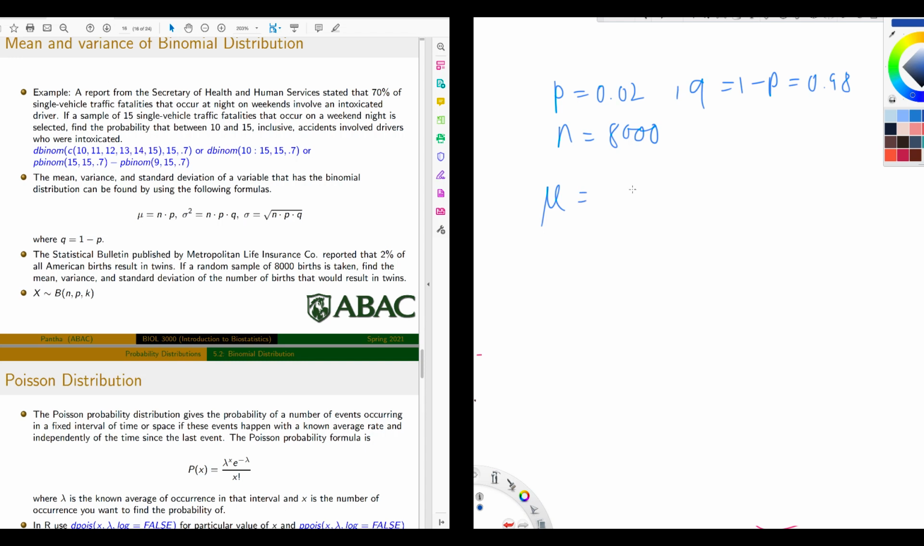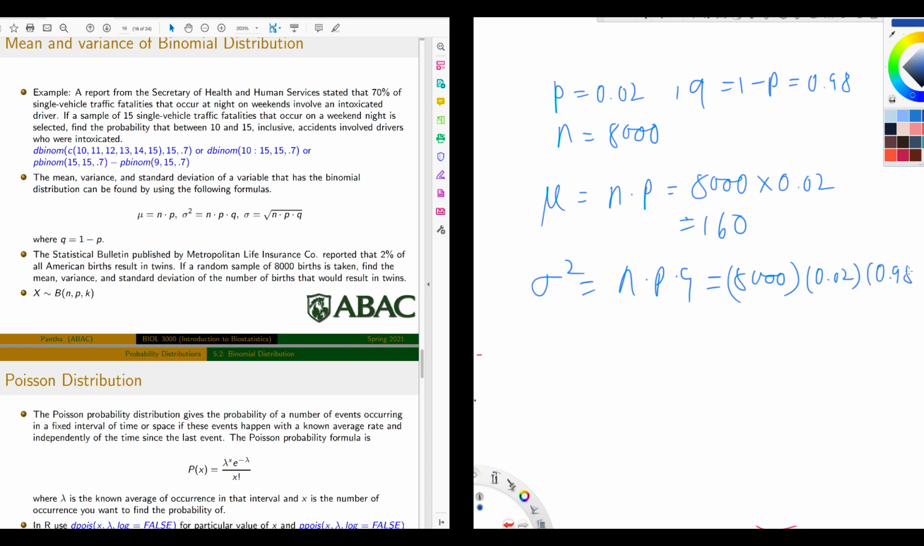What is the mean? The mean is denoted by mu and is n times p. That will be 8,000 times 0.02. I think you get 160 for this. And what is the variance? The variance is n times p times q. You just multiply those: 8,000 times 0.02 times 0.98. Whatever value you get is the final answer there. And the standard deviation is the root, so sigma is the square root of whatever value you get there. That's how you find it.